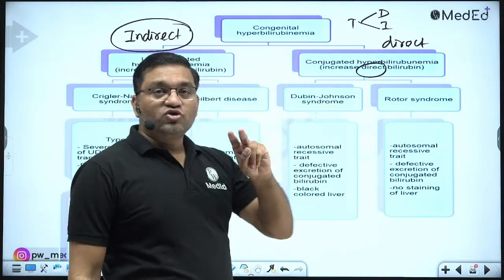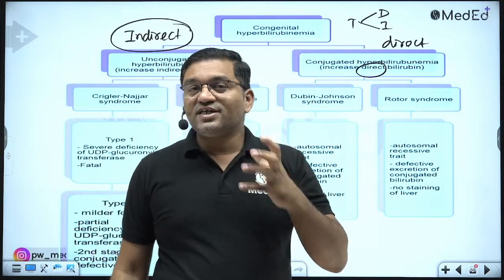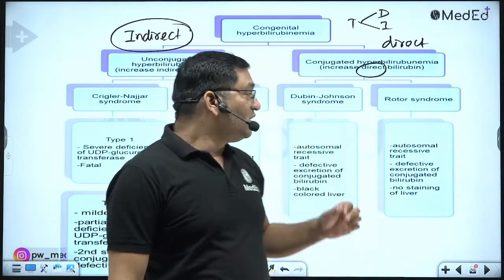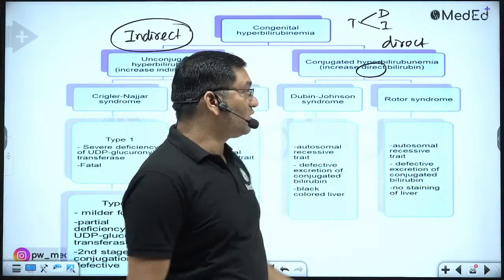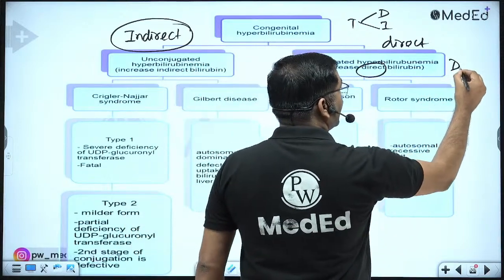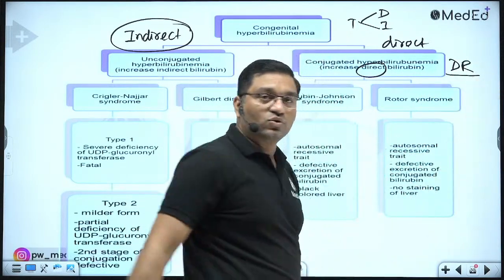So there are two causes of increase in direct bilirubin in congenital diseases. That includes Dubin-Johnson and Rotor. Remember DR, direct DR, Dubin-Johnson and Rotor syndrome.